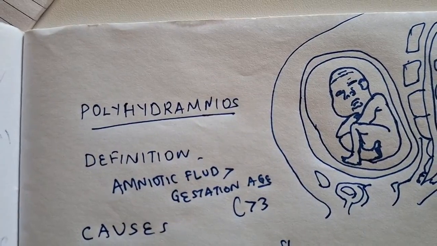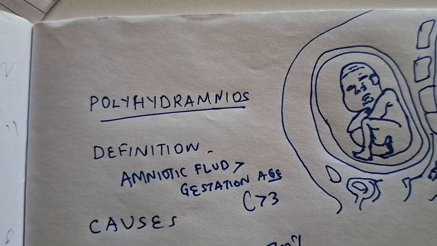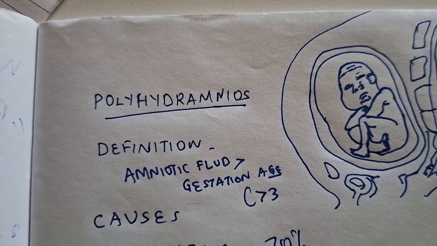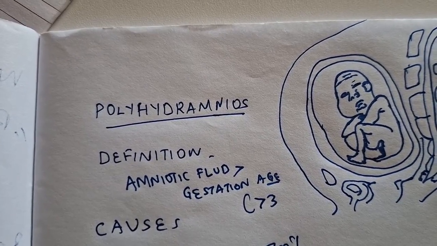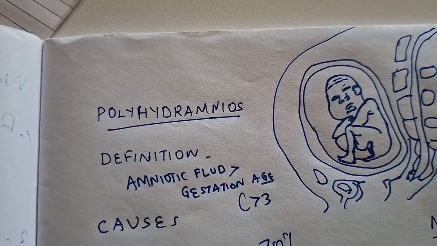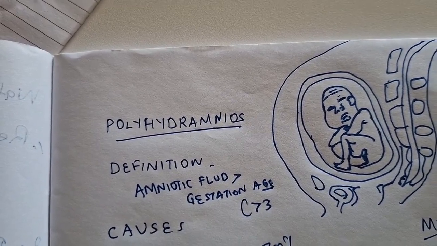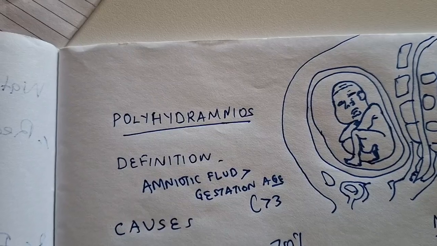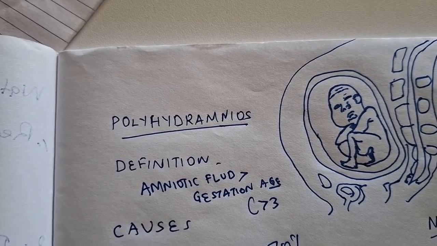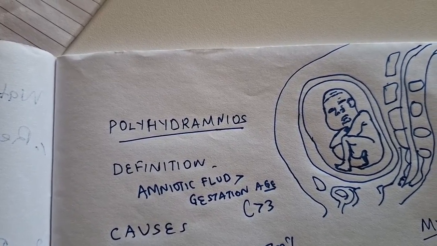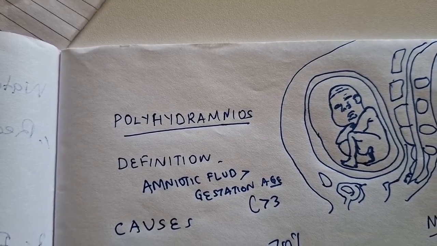Today we shall be learning about polyhydramnios. Polyhydramnios is a condition where the fluid that surrounds the baby in the womb is larger than expected for the gestational age, usually by more than 3 weeks from the estimated gestational age, usually by dates. The mother gets an abdomen with a fundal height that is greater than the real gestational age.